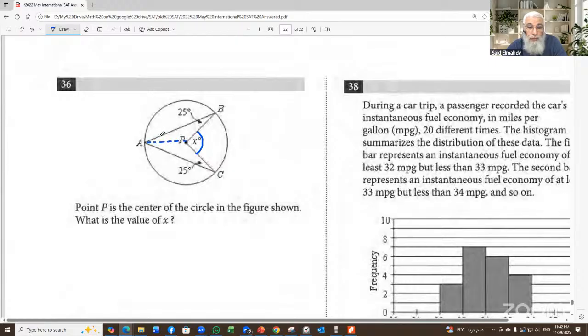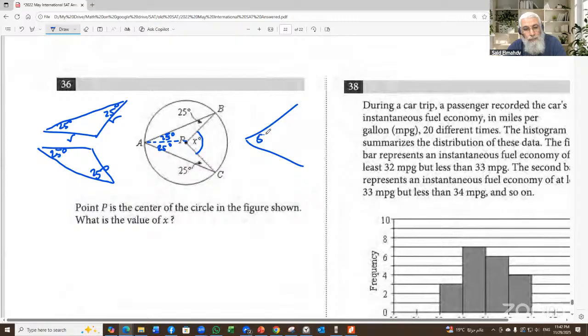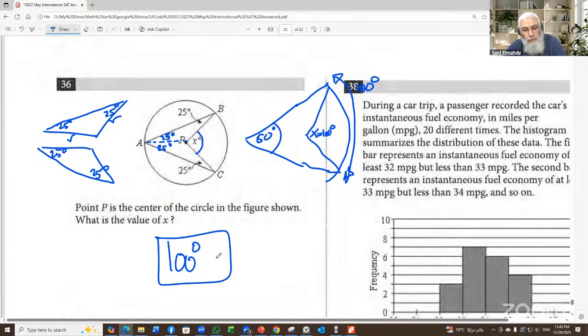So this angle is 25, and this angle will be 25 too, because these are radius, radius, so this is an isosceles triangle. If this angle is 25, this angle will be 25, and so on the other triangle. If this angle is 25, this angle will be 25. So this angle is 50. So if this angle is 50, this x is 100. This is 100, and the arc angle is 100 degrees too. So x is 100, just 100.